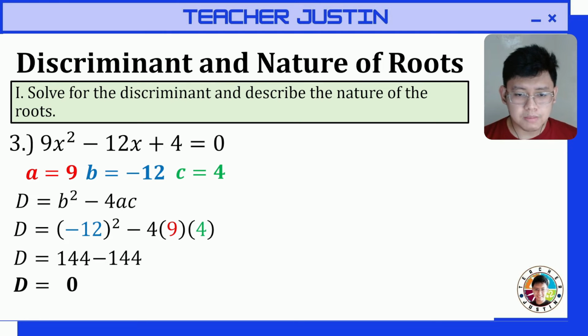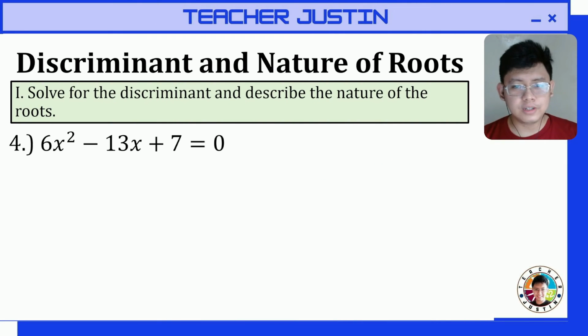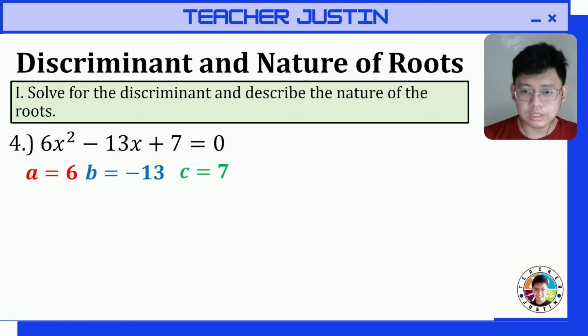Now, if our discriminant is equal to 0, so the nature of our roots of this quadratic equations will be 2 real, rational, equal roots. And that's it. Tada! Alright, let's solve for the discriminant and nature of roots of this quadratic equation. We have 6x squared minus 13x plus 7 is equal to 0. So, ang first step natin is to identify the values of a, b, and c. So, yung a natin is 6, b is negative 13, c is equal to 7.